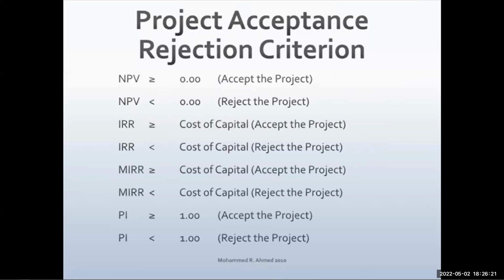Project acceptance or rejection criteria. If net present value is greater than or equal to 0, the project is acceptable. If the net present value is less than 0, reject the project. If internal rate of return is greater than or equal to cost of capital, the project is acceptable. If the IRR is less than cost of capital, reject the project.